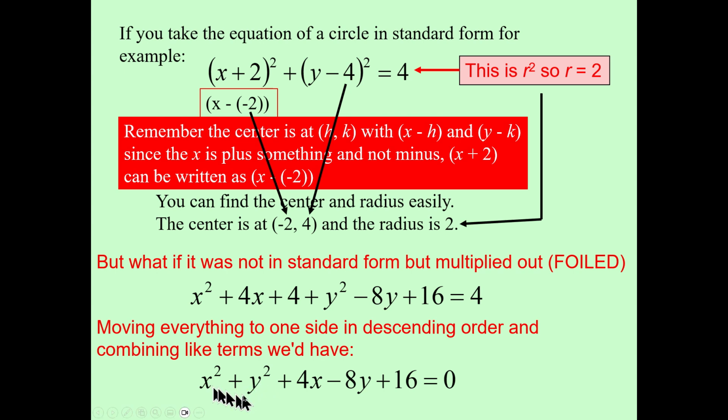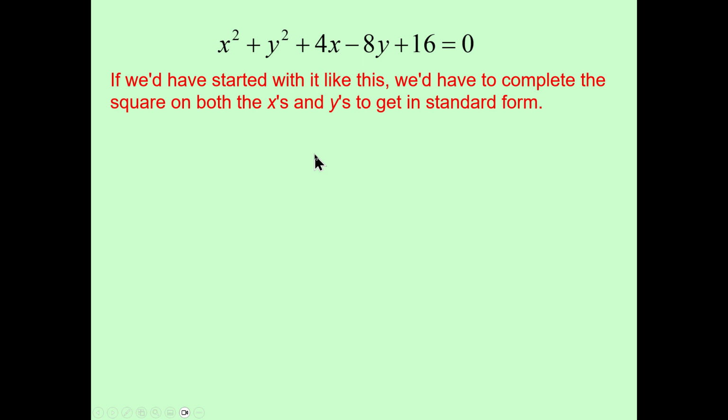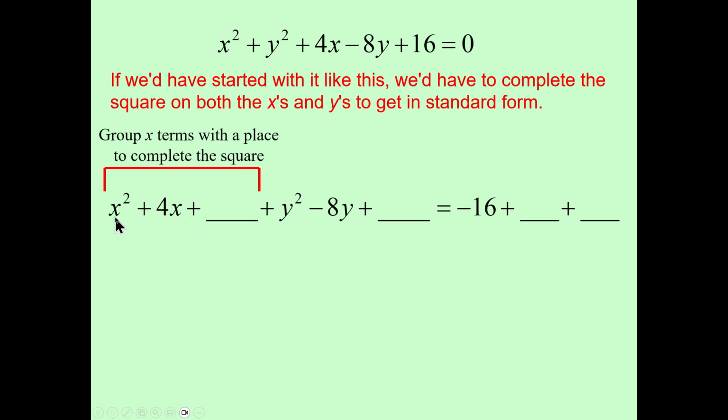So we have x squared plus y squared plus 4x minus 8y plus 16. The plus 4 and minus 4 end up adding out, making that 0, so we got our like terms. I'll rewrite it: x squared plus 4x plus y squared minus 8y, and I move the 16 to the other side.